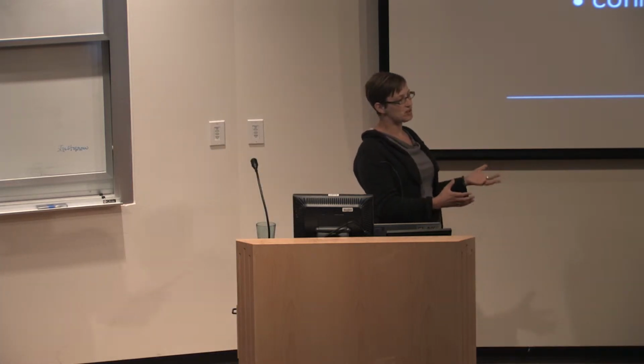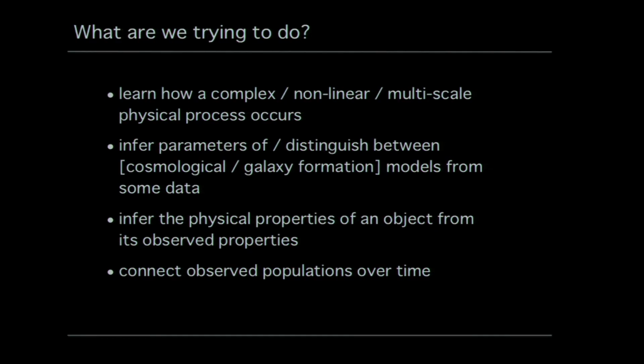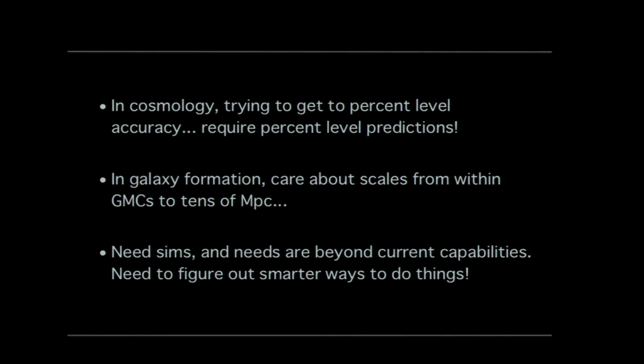A third kind of thing we might want to do is actually, we've got a particular object in the universe, and there's some things we can measure about that particular object, but we'd like to infer some things that we can't directly measure, its physical properties, or, for example, its history. And then the fourth thing, sort of related to the third, is we'd like to connect populations in the universe across time. We heard about this yesterday from Peter, Mariska, and Dan. This is certainly one of the goals in cosmology and galaxy formation, is to be able to do this. And all of these things, I think, really require or are strongly improved by using simulations.